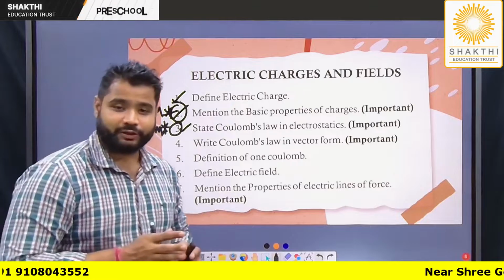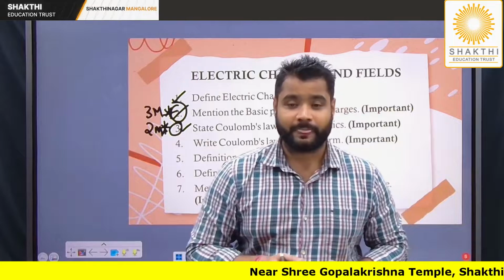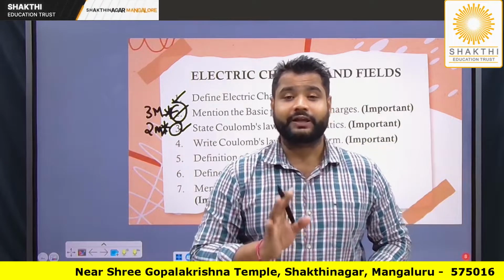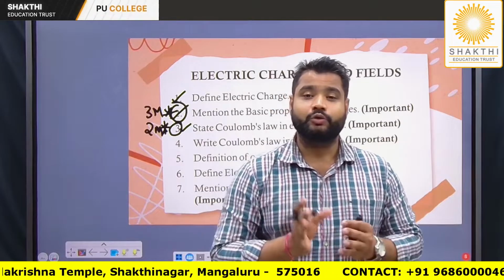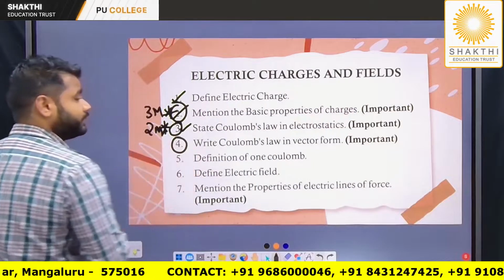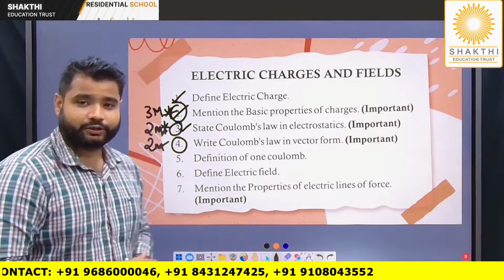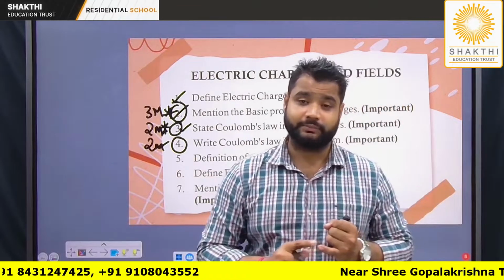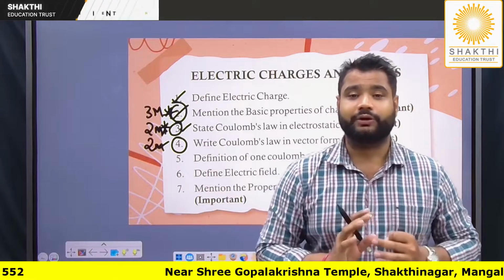Once you know Coulomb's law, you must have studied the vector form of Coulomb's law. How is Coulomb's law denoted in vector form? Again, it's a very, very important question for 2 marks. They can ask you in the exam to write Coulomb's law in vector form. So this question number 4 is also an important question for 2 marks. Till now, the important questions we have understood are the basic properties of charges, Coulomb's law and Coulomb's law in vector form.